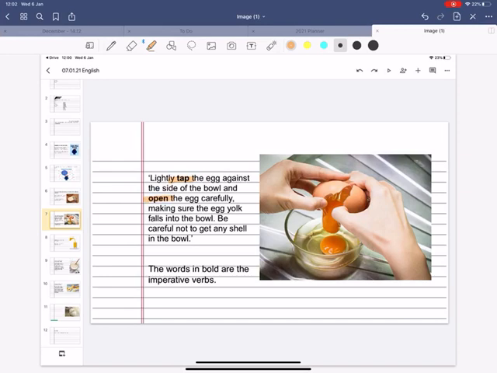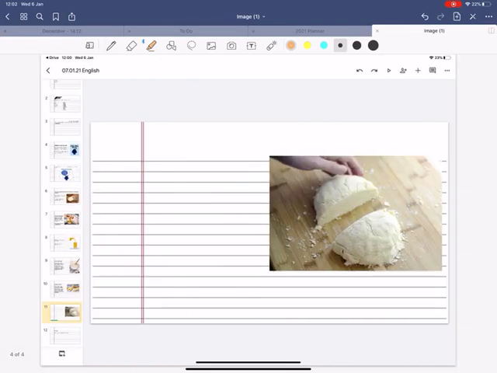So if we look at this picture here, what words could we use to instruct the person what to do in this picture? So we could say, roll the dough into a ball. And our imperative verb here would be roll, because that is the verb that is telling us what to do.